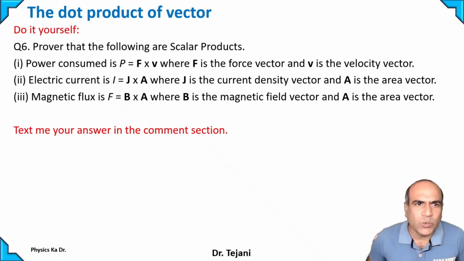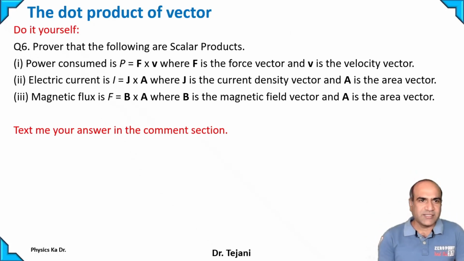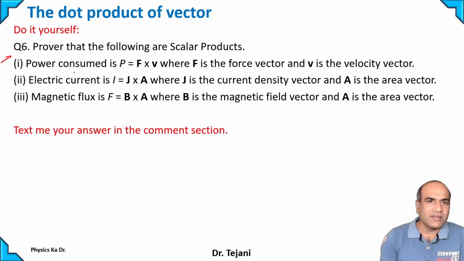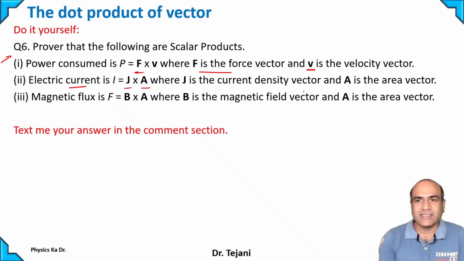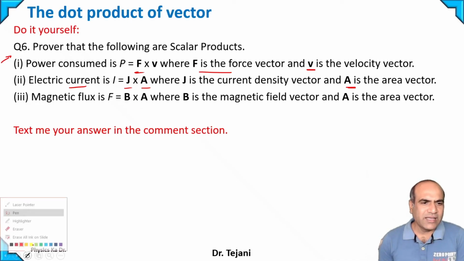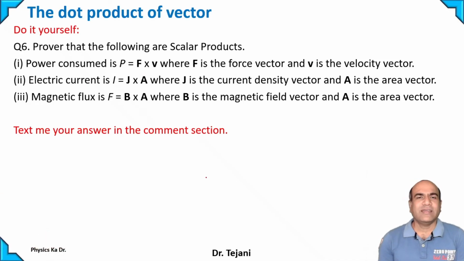And this is question number 6, do it yourself. Why is this quantity a scalar quantity? One is power, which is force multiplied by velocity, two vector quantities. Then current, J, current density multiplied by its area, and magnetic flux. Prove this and answer me in the comment section.